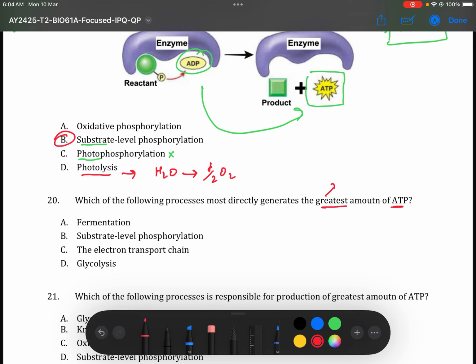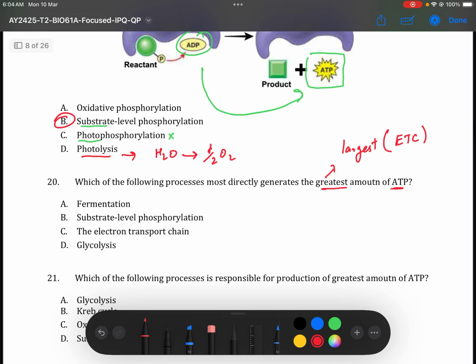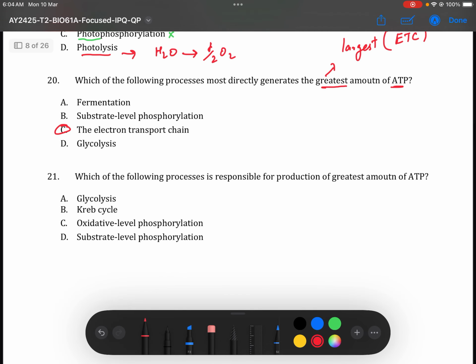Greatest, like the largest. So of course, the largest amount of ATP is produced in the electron transport chain. We know it already. Or the oxidative phosphorylation. So any option given to you, you can go for that.